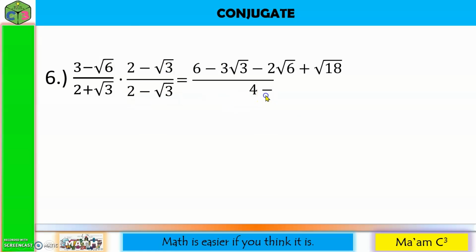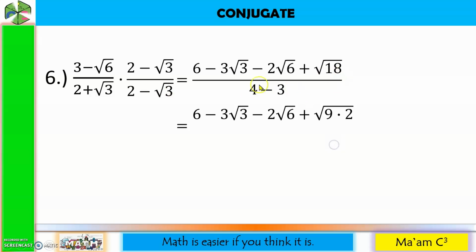And then this is always minus. Square root of 3 squared is 3. We can express 18 as 9 times 2. And then 4 minus 3 is simply 1. The square root of 9 is 3, so let's factor it out.